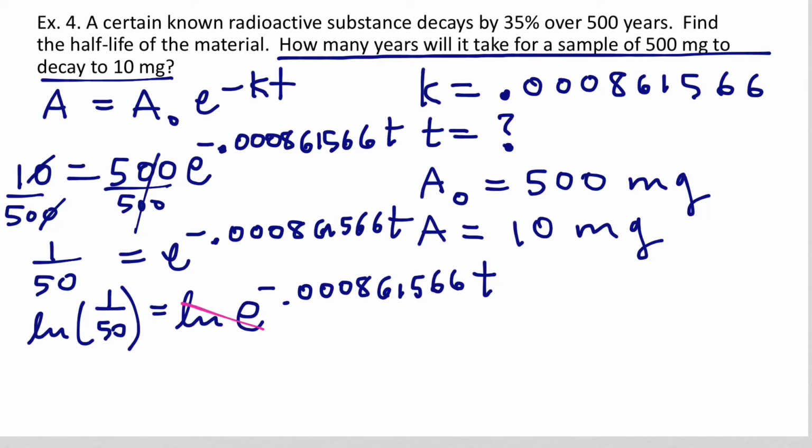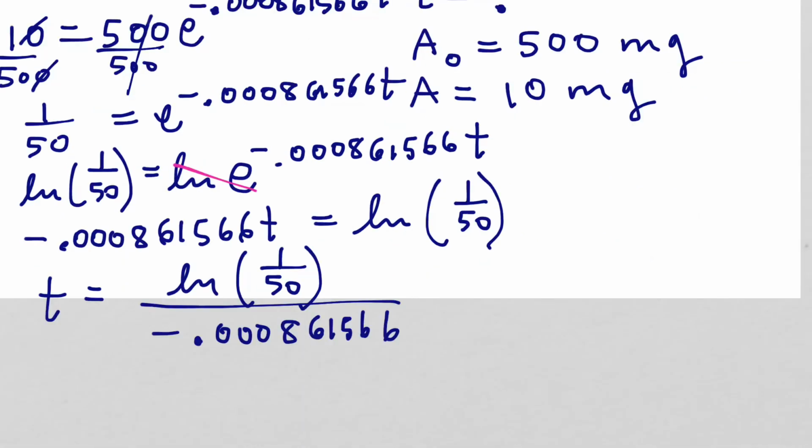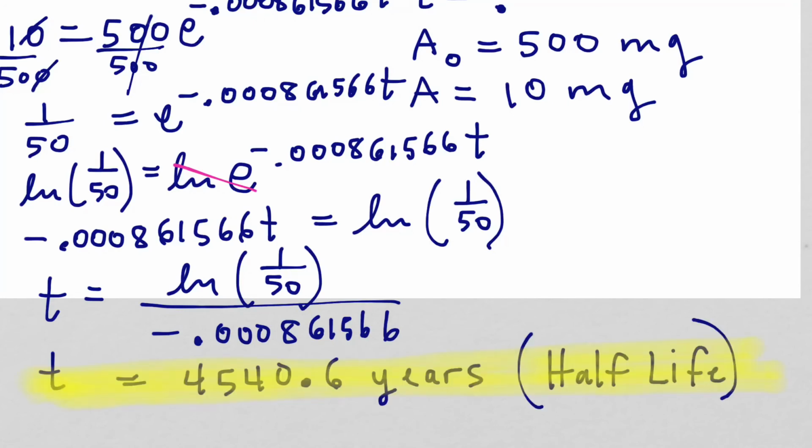And my equation becomes this. Now I'm going to solve for t by dividing both sides by the rate. So I'll have eventually a positive number because the natural log of 1 over 50 is going to be negative. So I want to type that into the calculator like that without rounding until the end. And you're going to get t is equal to 4,540.6 years. So this is how long it takes for this substance to decay to half of its original weight. Okay, and that's the definition of half-life.